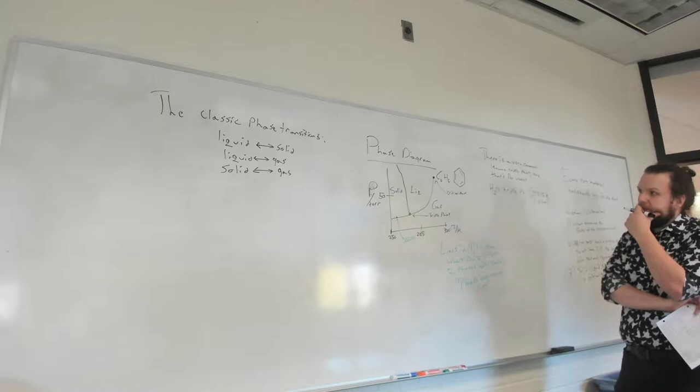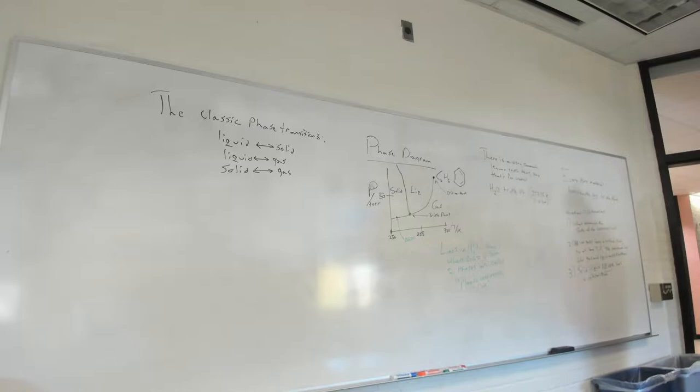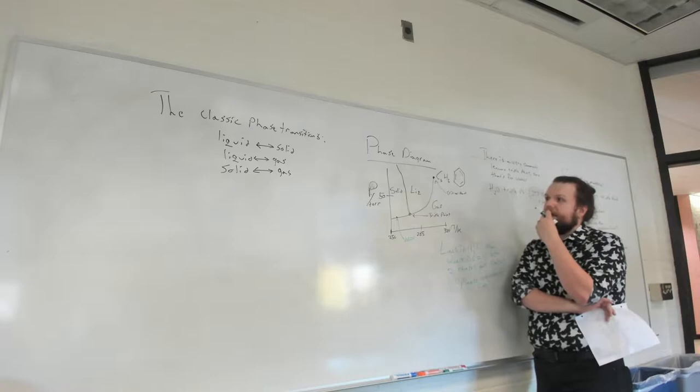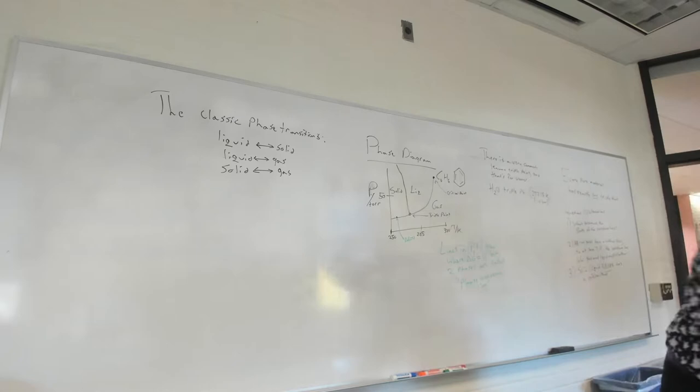Now, here's an interesting question. Another thing that I've mentioned is that there's only one triple point. And not only that, there's no way to have anything more than three phases coexist at one point. Let me give you an example. I know I have a good graph here for that.